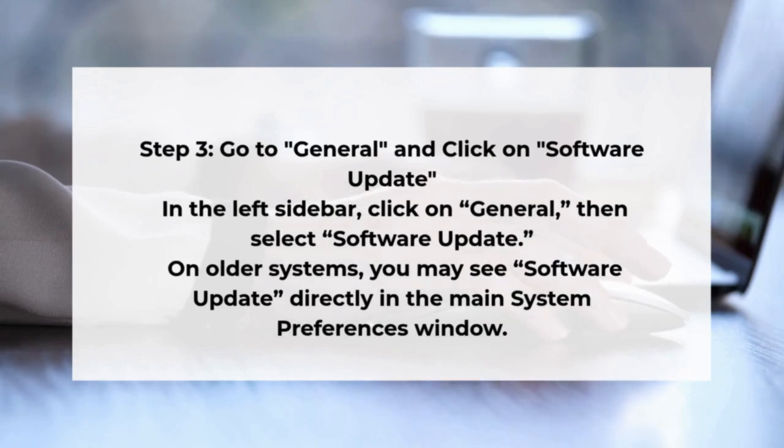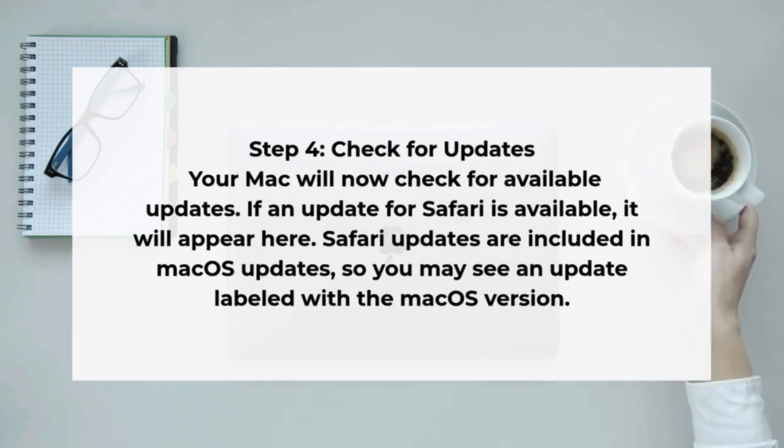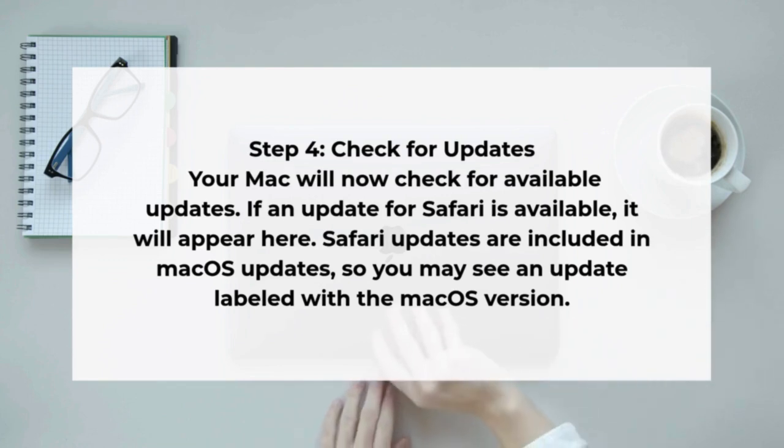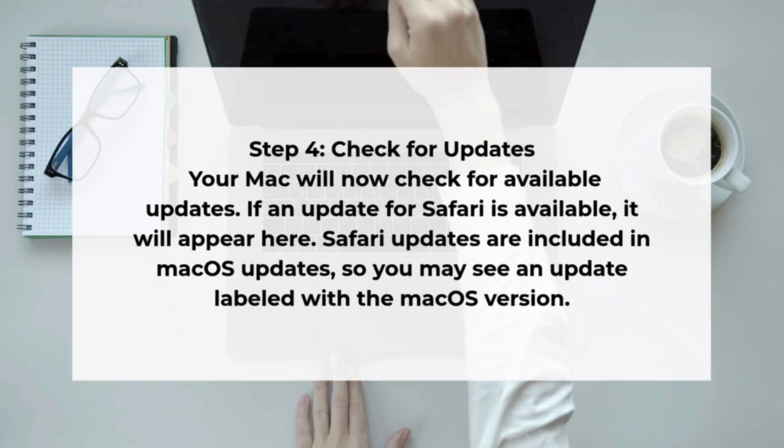Step 4. Check for updates. Your Mac will now check for available updates. If an update for Safari is available, it will appear here. Safari updates are included in macOS updates, so you may see an update labeled with the macOS version.